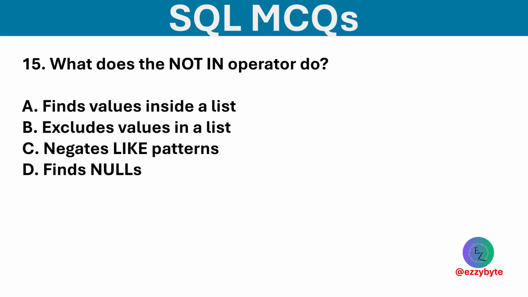What does the NOT IN operator do? Options are finds values inside a list, excludes values in a list, negates like patterns, and finds nulls. Option B is correct. NOT IN filters out specific values from a set.